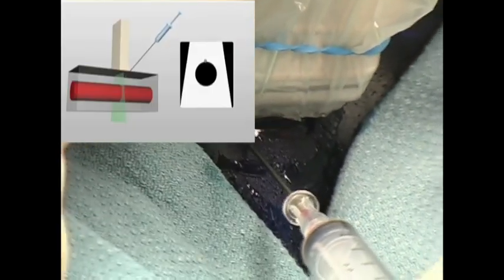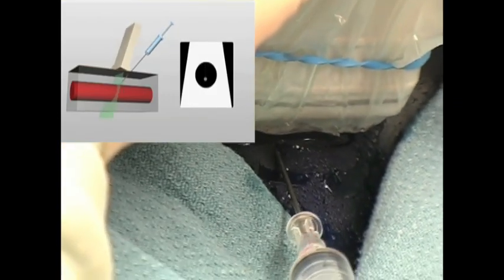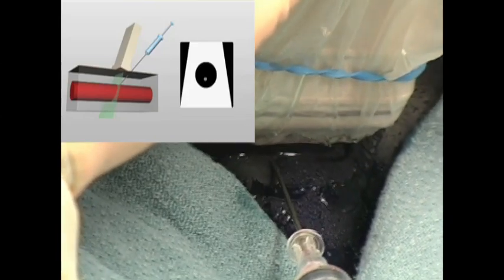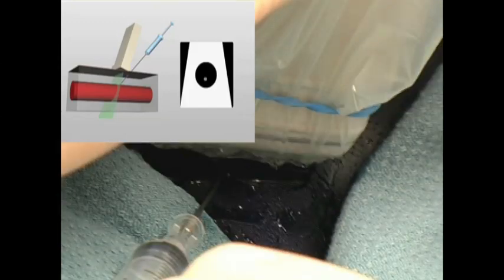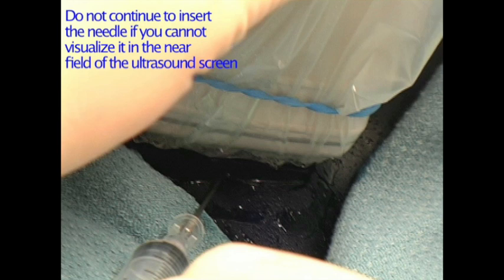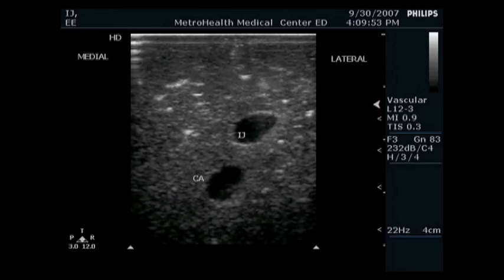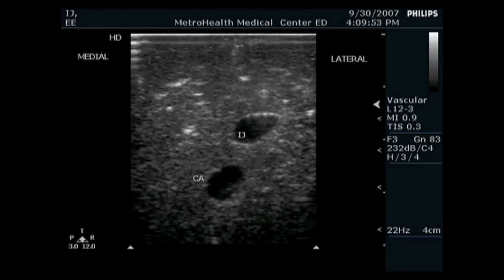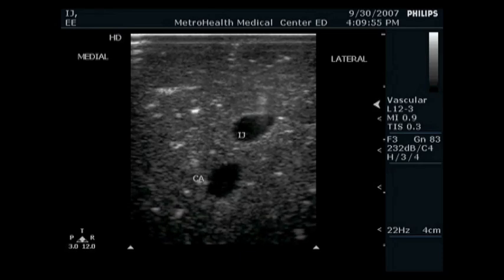This is the tricky part of ultrasound guided lines. Both hands have to work together to keep the needle tip visible during its insertion all the way to the internal jugular vein. Do not continue to insert the needle if you cannot visualize it in the near field of the ultrasound screen. Once the needle tip is under the skin, you'll continue to follow it as it approaches the anterior wall of the vessel, using small jabs of the needle in order to avoid dragging subcutaneous tissue towards the vessel. As the needle approaches the vessel, the anterior vessel wall will deform or tent slightly.